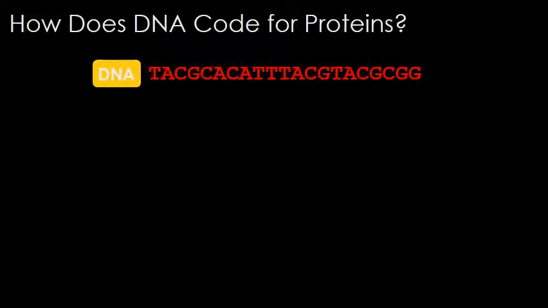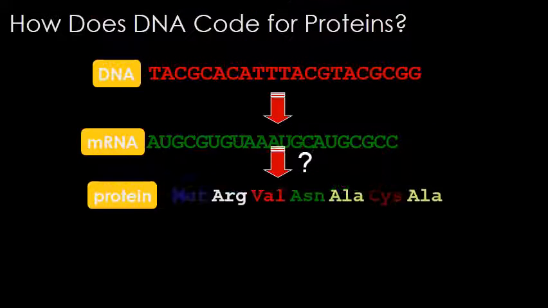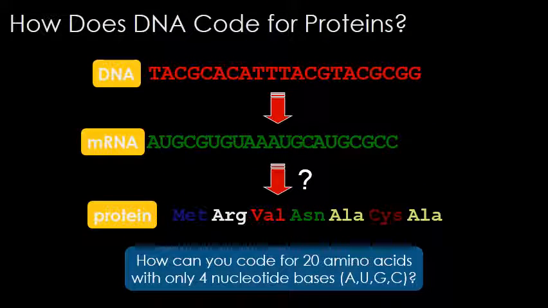So how does that DNA actually code for proteins? Well, DNA is turned into RNA, like we said, and then RNA is turned into proteins, but the actual steps are a little strange. How can you code for the 20 amino acids that are commonly occurring in living organisms with only 4 nucleotide bases? In this case, please remember that this is an mRNA sequence, therefore there will be no thymine. It will be replaced with uracil.